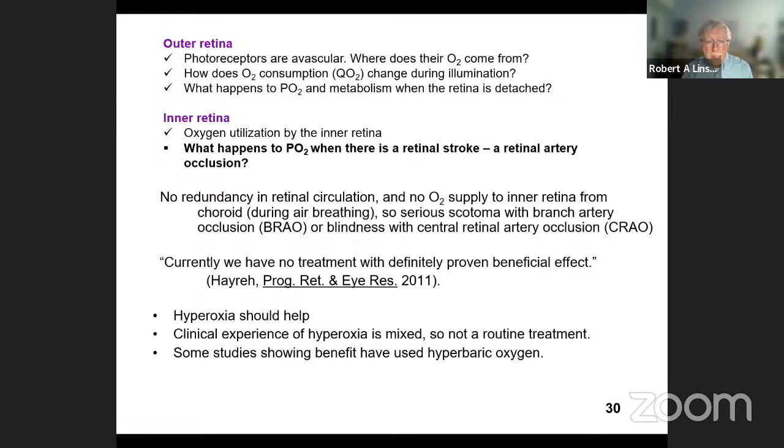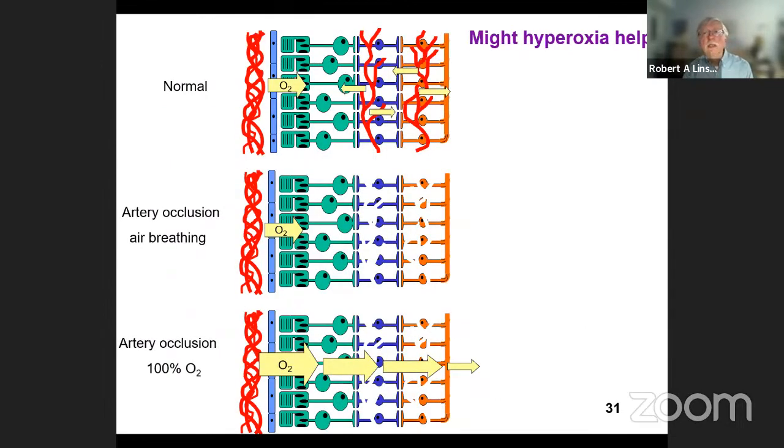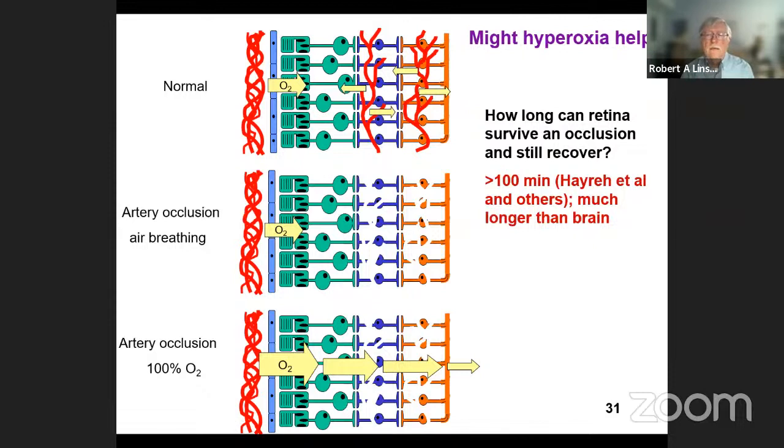However, hyperoxia ought to help. The clinical experience with hyperoxia is fairly mixed, so it's not a routine treatment. And some studies that show benefit have used hyperbaric oxygen, which is not generally available to clinicians. So what can we learn from the simulations using the 4-layer model? Well, here's the situation again. If we give a person oxygen to breathe, we should be able to oxygenate the whole retina. And it's critical to think about the fact that the retina can survive an occlusion much longer than the brain. So Hera and others have shown that you can withstand a retinal artery occlusion for 100 minutes or more and still recover full function, which is way longer than the brain could stand having its circulation interrupted in stroke.